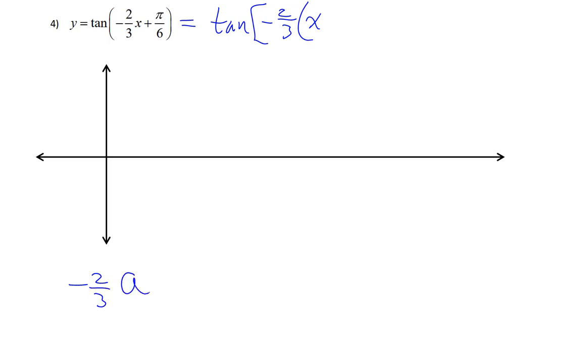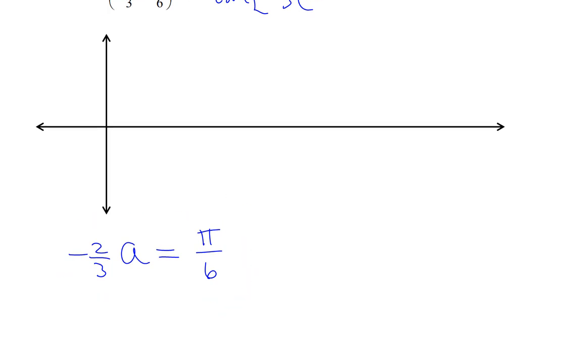I'm going to give that what a name. I'm just going to call it the letter A. So -2/3 times A, whatever that is, has to give me what I'm expecting there, which is the pi over 6, right? So you're kind of setting up your own algebra problem, but it's a super easy one to solve. How would you solve for A in this? Well, just multiply both sides by the reciprocal of this fraction, which is -3/2. So A equals pi over 6 times -3/2.